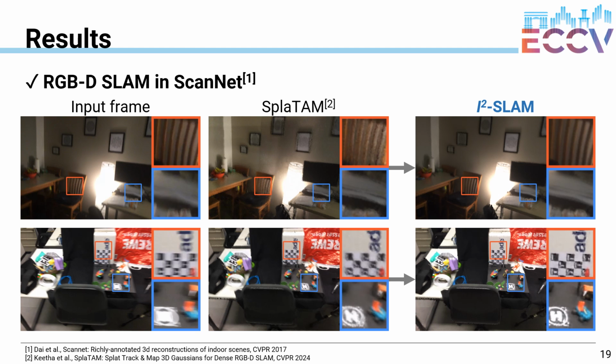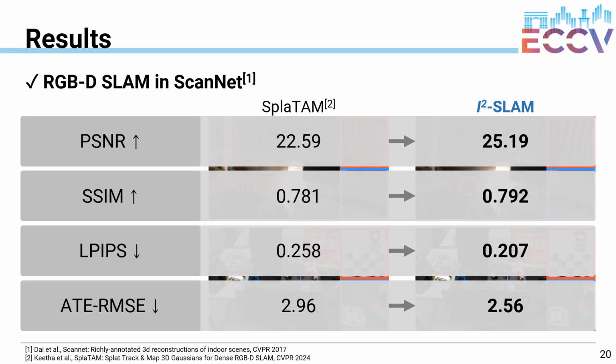In the RGBD SLAM experiments conducted on scanned dataset, artifacts caused by blurring appearances were removed through the tone mapping process, and the effects of motion blur were minimized. The mapping performance has improved quantitatively, along with better accuracy in camera pose estimation.